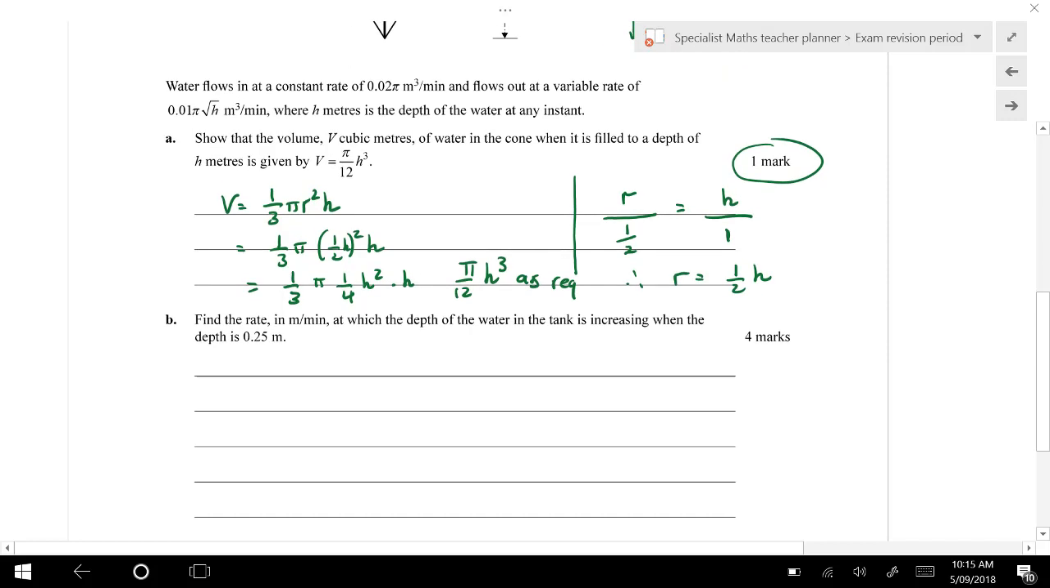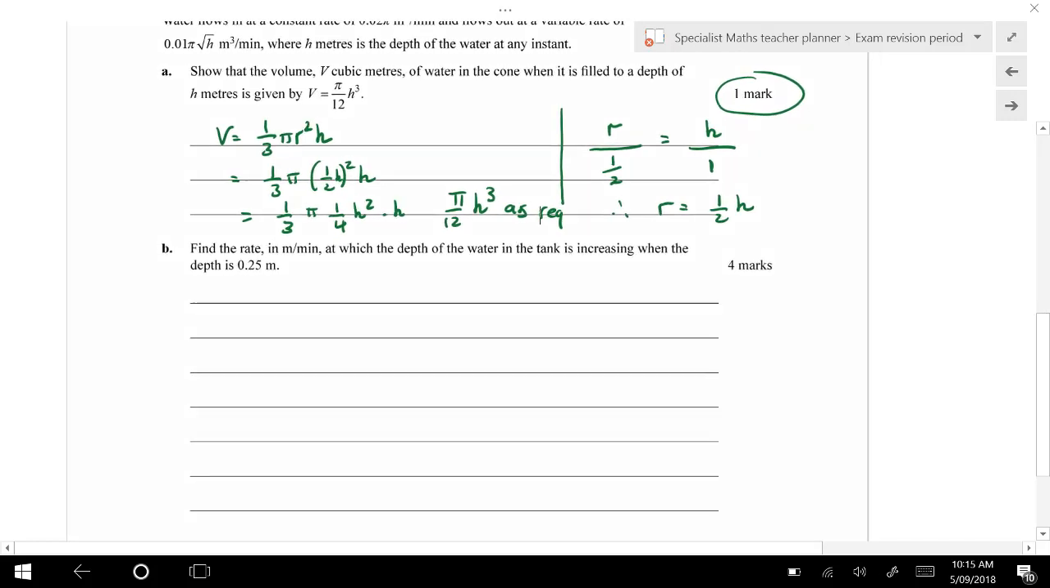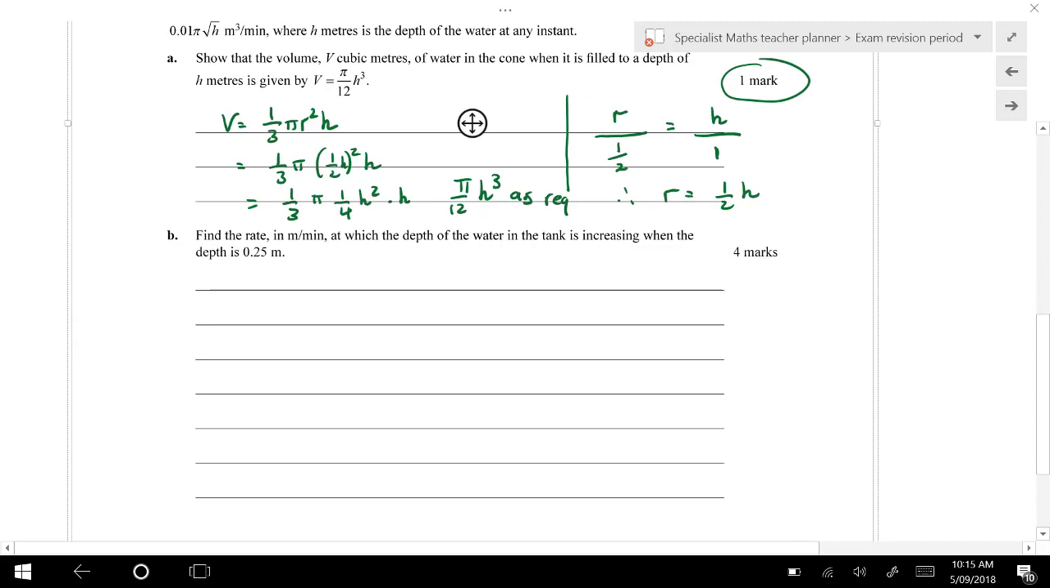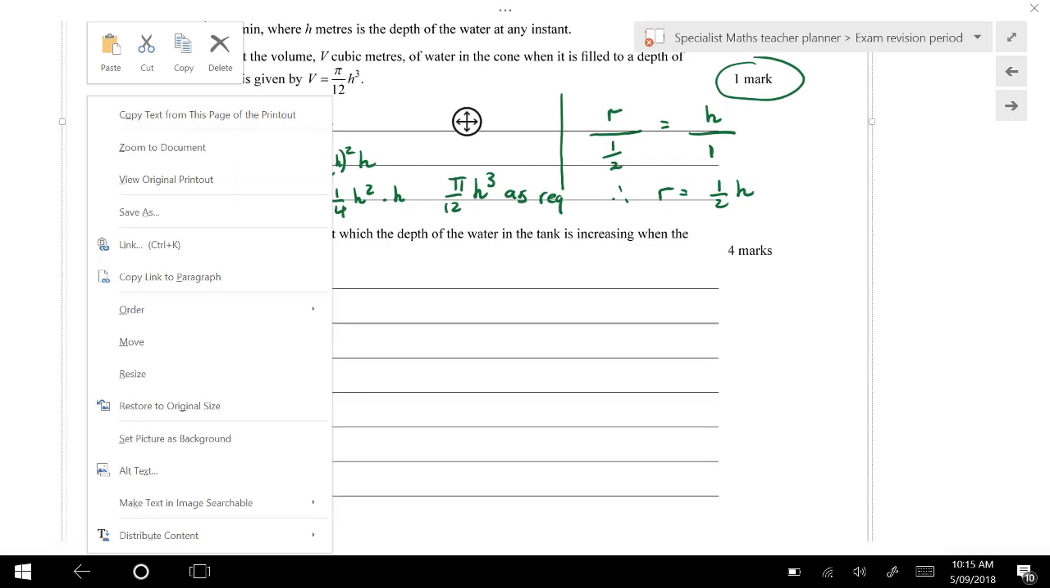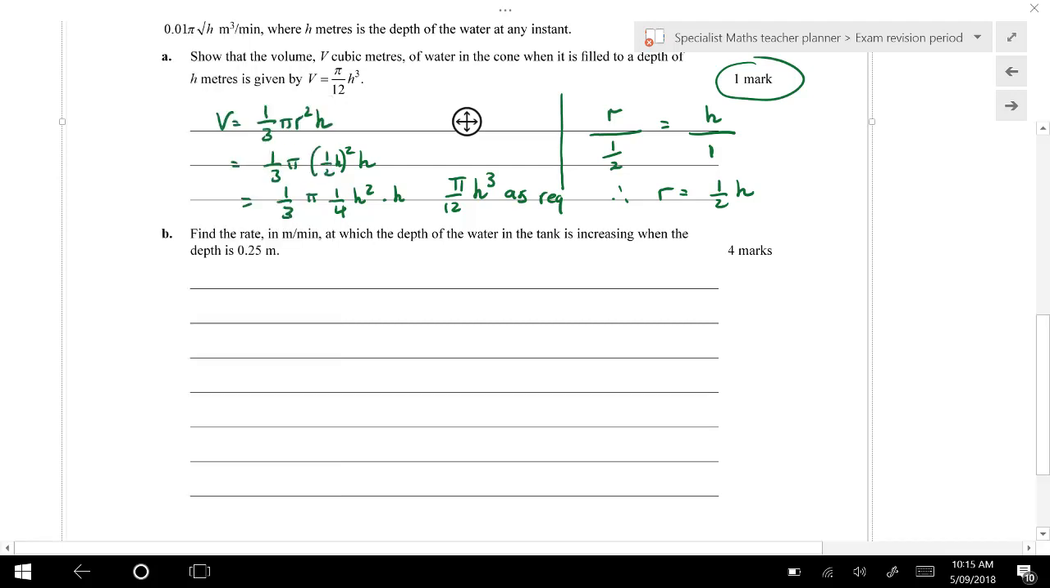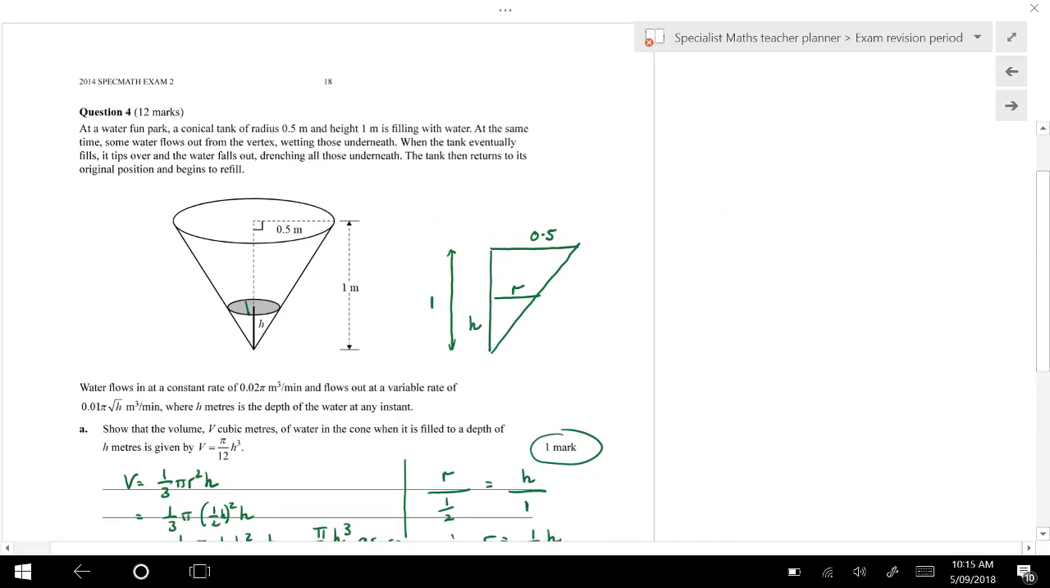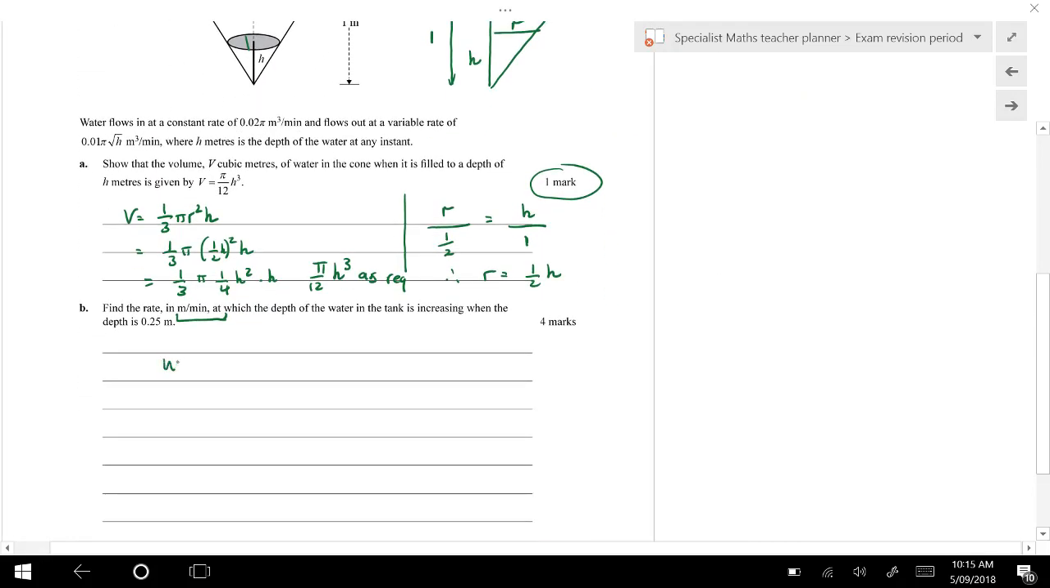Okay, now it says find the rate, in meters per minute, at which the depth of the water in the tank is changing. Whenever you see this, just have a look at what the rates are. We want meters per minute. We want dH/dt when, I want you to write that, when h is equal to a quarter.